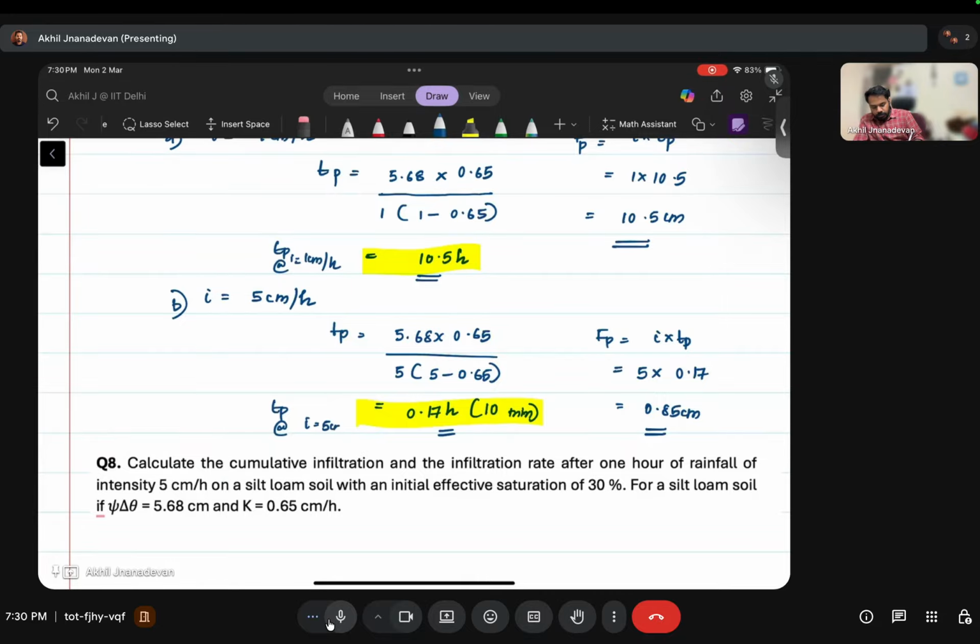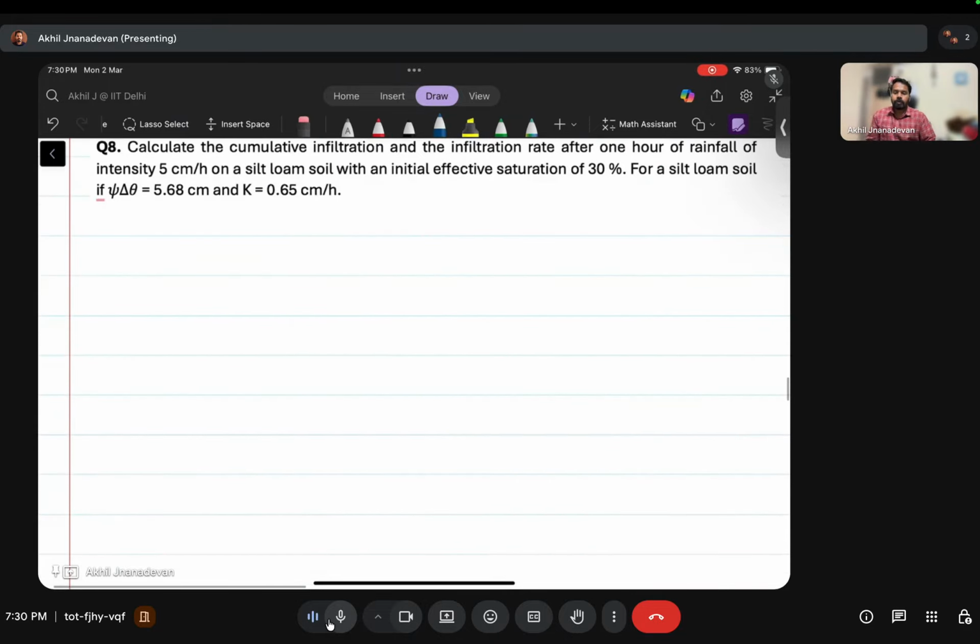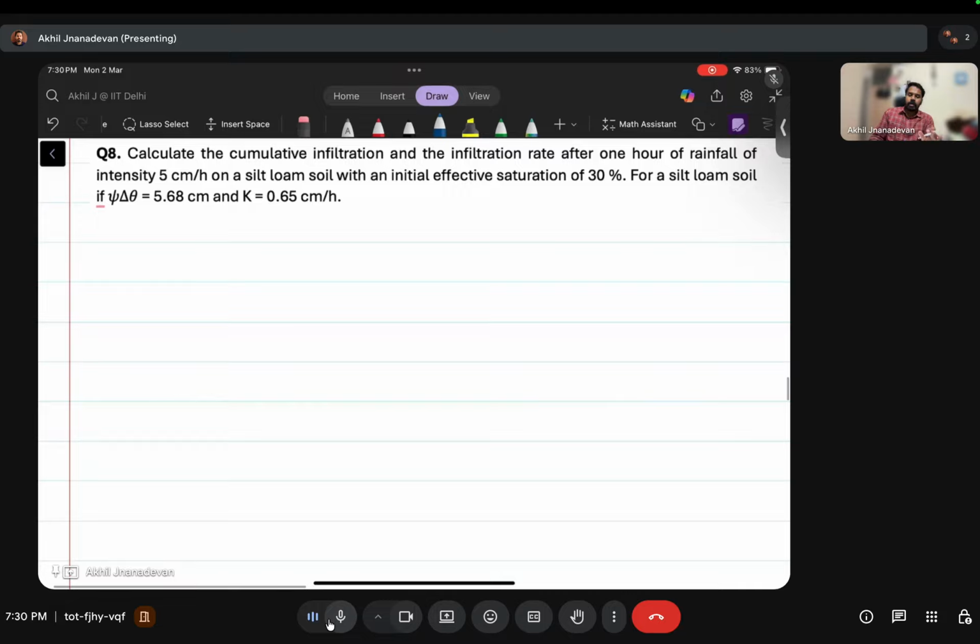So that is the relation for the time of ponding if you are given the soil characteristics like suction head, delta theta, and also the hydraulic conductivity. If we know the rainfall intensity, we can find the time of ponding. Right. The next question is to calculate the cumulative infiltration.